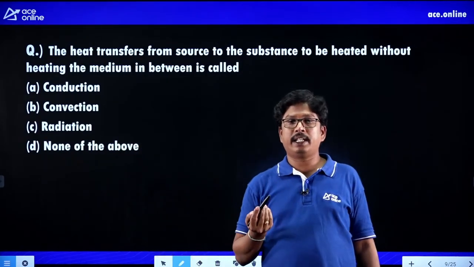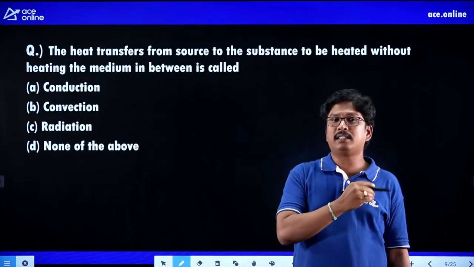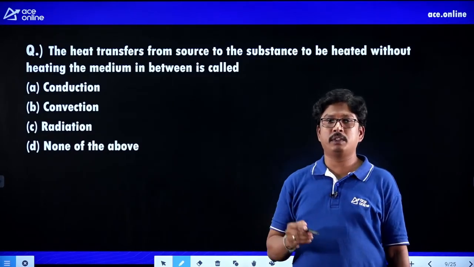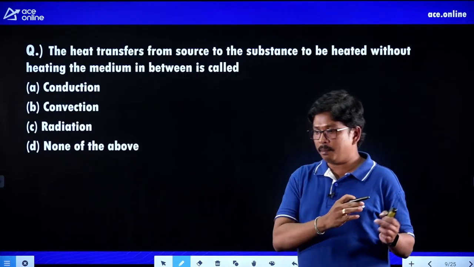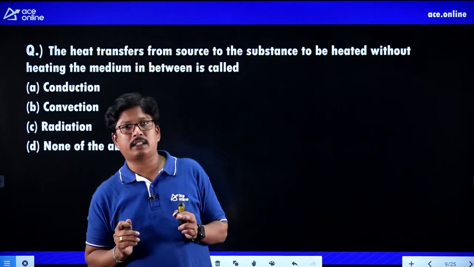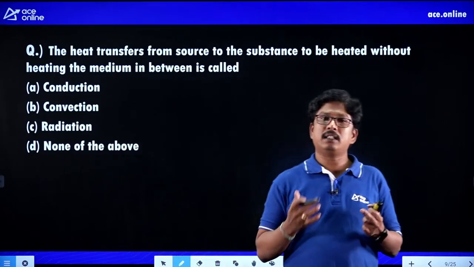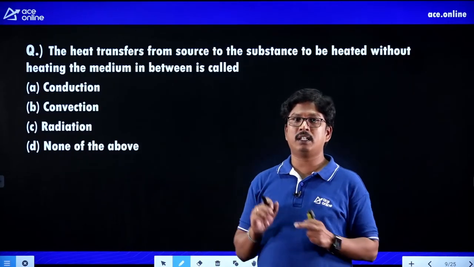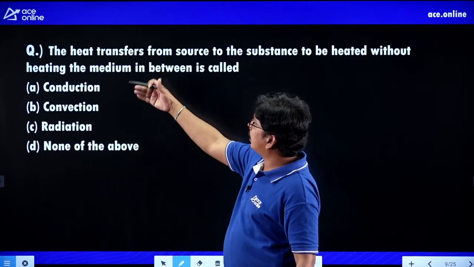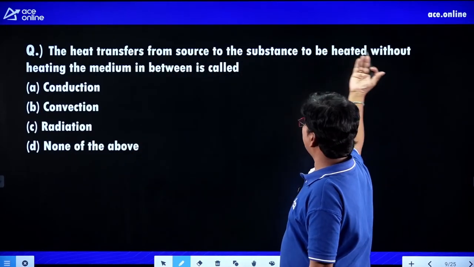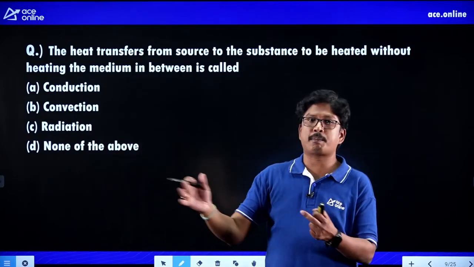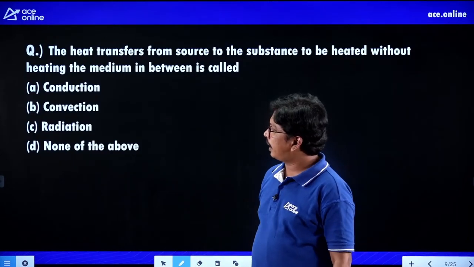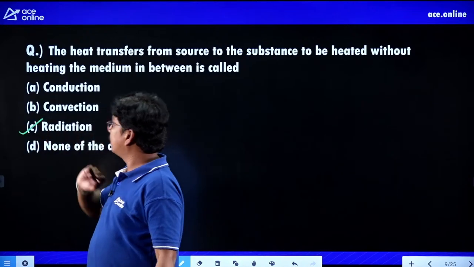Conduction means transferring the heat from one location to the other location without moving the molecules in between. In between, molecules are not at all moved in the case of conduction. Whereas in convection, the heat is transferred from one location to the other by moving of the molecules. But in radiation, the heat is transferred from source to the substance to be heated without heating the in-between medium. That is called radiation, right?